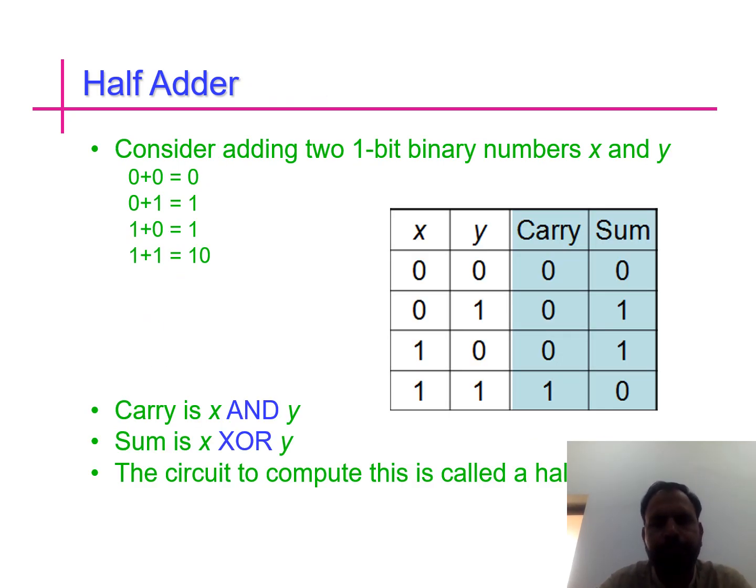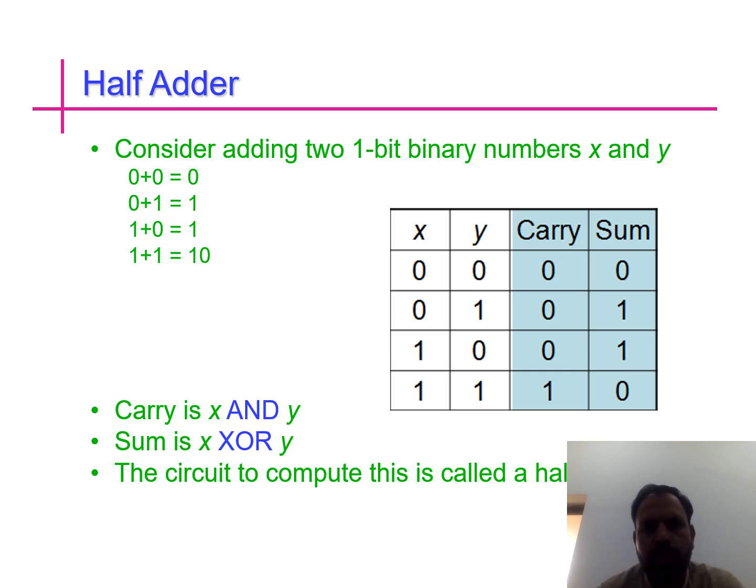Half adder. Now consider adding two 1-bit binary numbers x and y. 0 plus 0 is equal to 0, 0 plus 1 is equal to 1, 1 plus 0 is equal to 1, and 1 plus 1 equals 10. 10 means 1 0, not ten. It means 2, because we are using binary numbers.